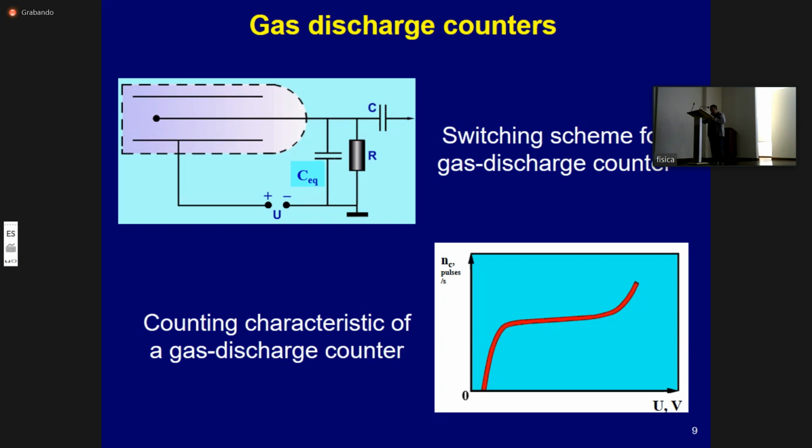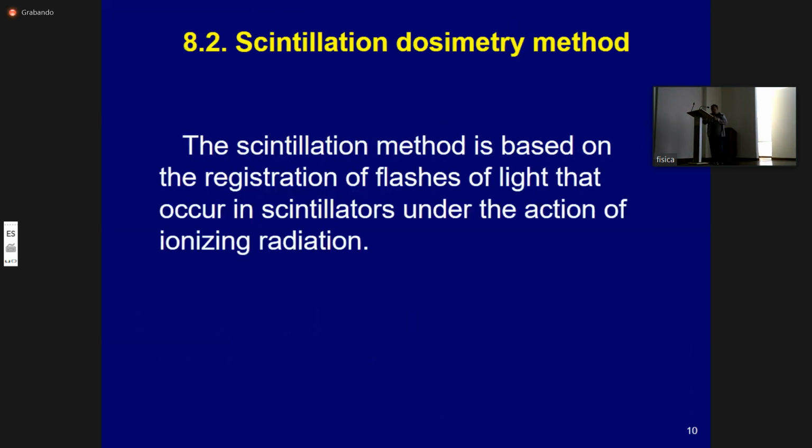To some extent, the energy dependence of the counter sensitivity can be reduced by using additional filters. However, it is more reliable to calibrate devices with counters by radiation of a spectral composition close to that measured in practice. Here is the scintillation dosimetry method.